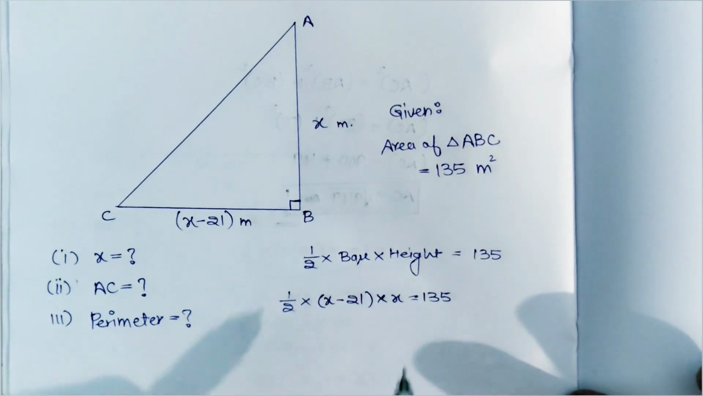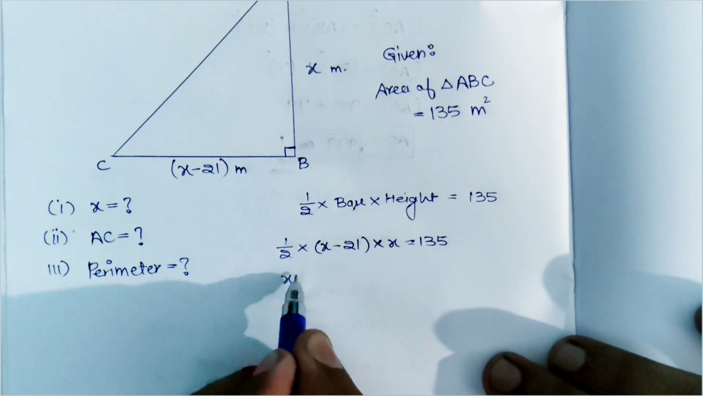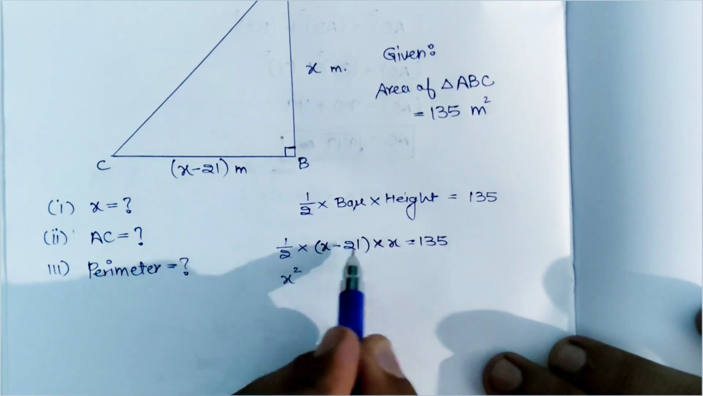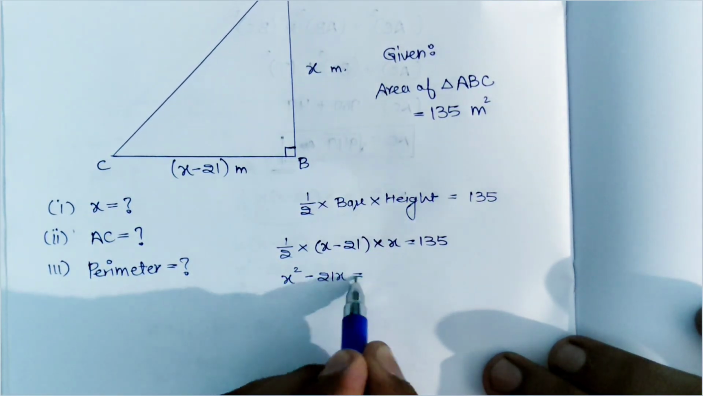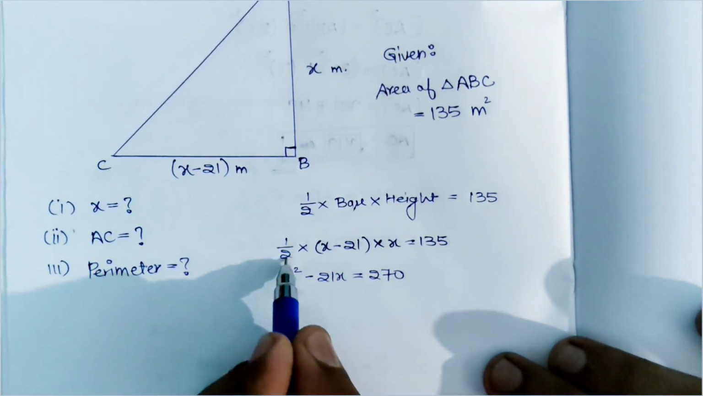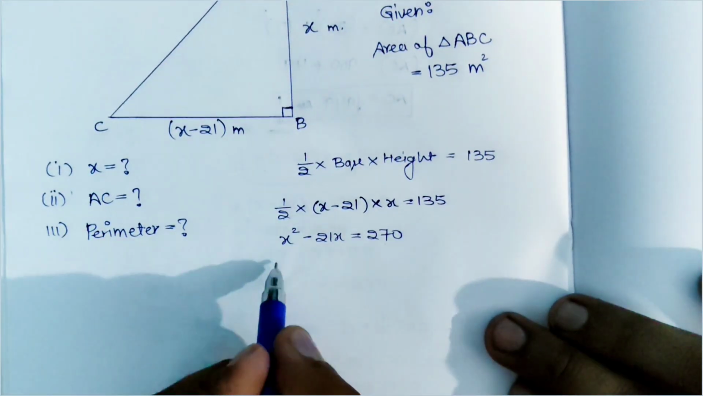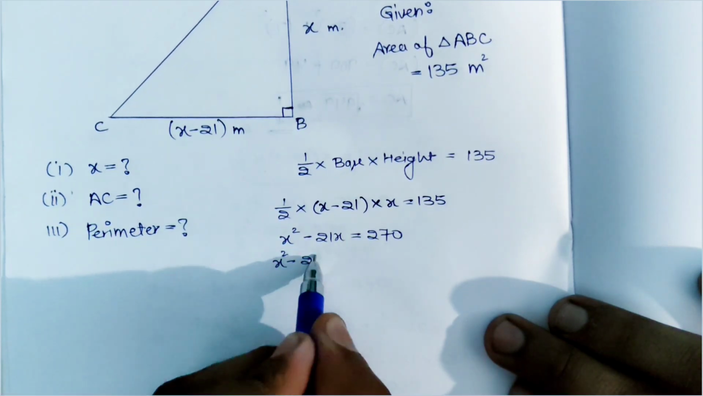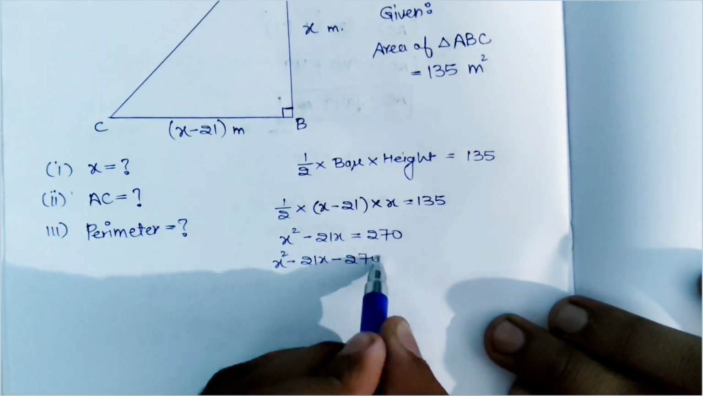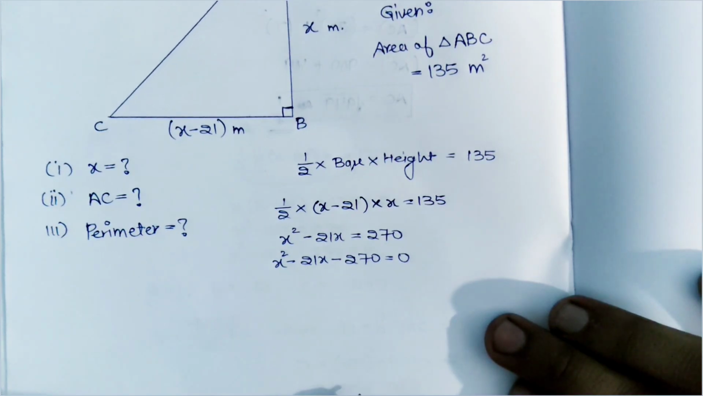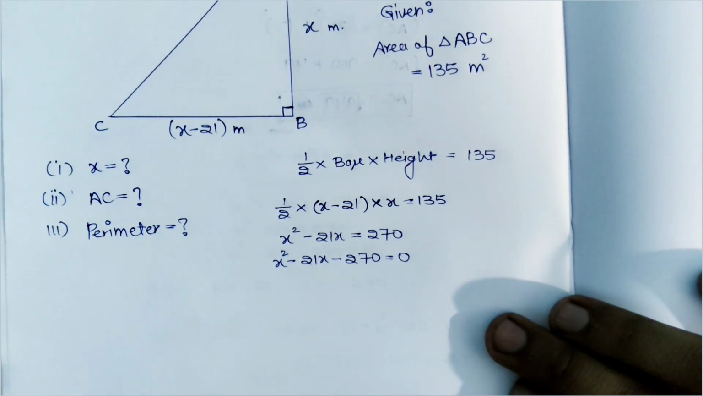Shifting this 2 to the right side, you will have x square, x into x, and x into 21 is 21x, equals 270 when you multiply 2 with 135. Shifting this to the left hand side, you will have a quadratic equation. To solve a quadratic equation, you have multiple ways. One is middle term splitting, the other is the quadratic formula.